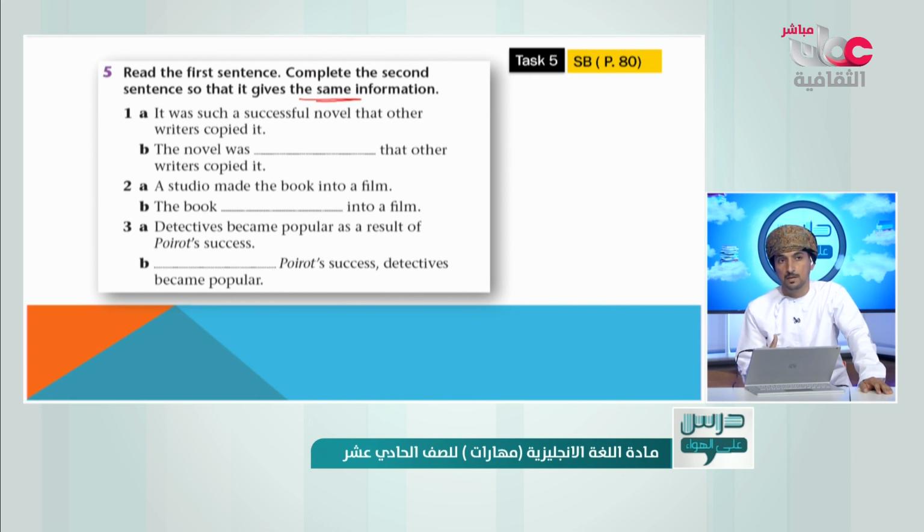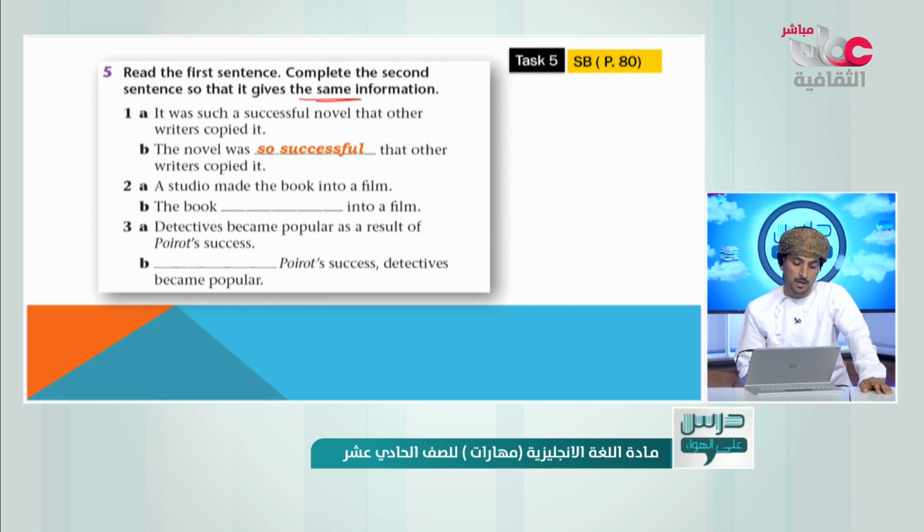Can we write this in another way? We need to paraphrase the sentence. The novel was that other writers copied it. Okay, I will give you a hint here. We can use the word so. I think you are clever enough to answer this, dear students. The novel was so successful that the other writers copied it.